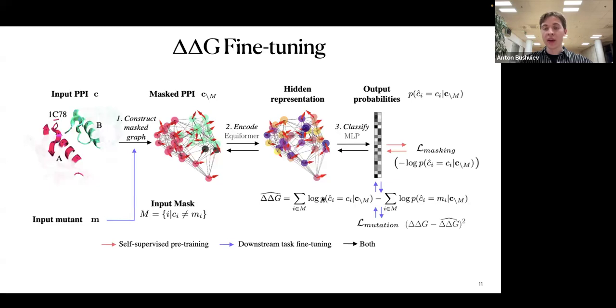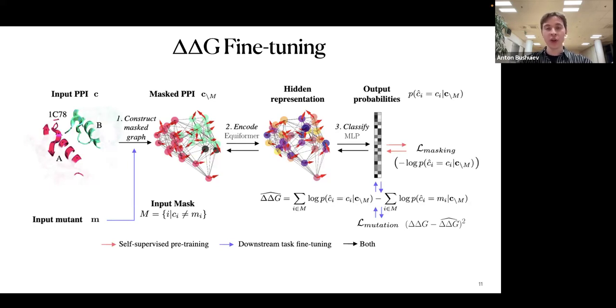Technically, what we can do is estimate delta G as this difference between the estimate of the joint probability of the native structure, where we just sum the probabilities corresponding to the native amino acids, and then we also do the same for the mutated ones. So it would be two different numbers here. And then we can see that if the joint probability of the mutated structure is higher, then we will get a negative number, which corresponds to a negative delta delta G.